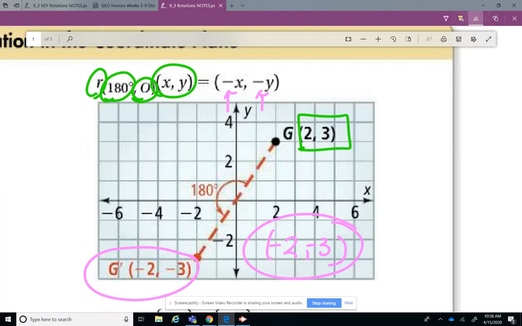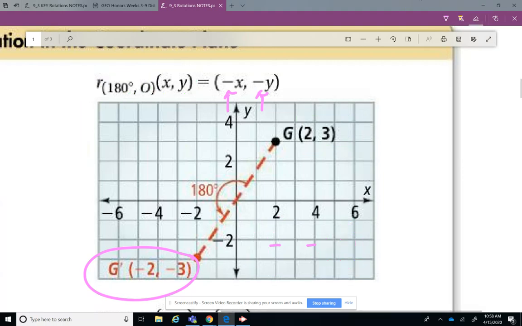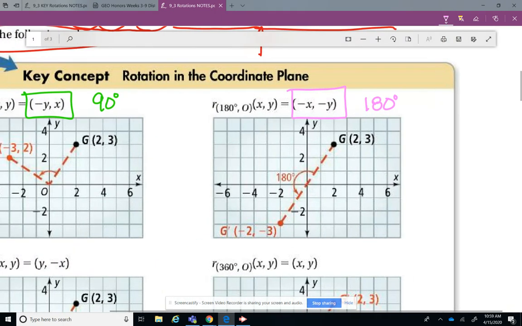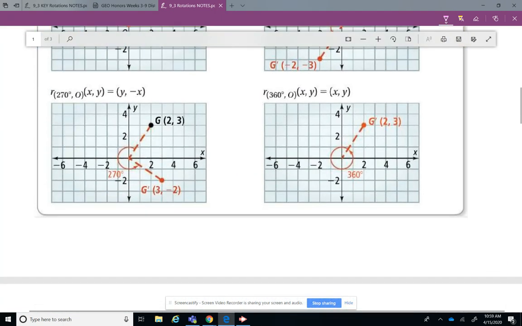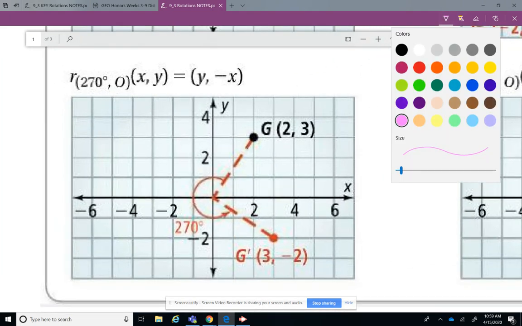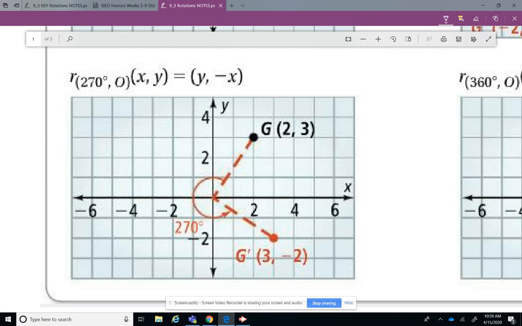So you're going to want to memorize these rules. I would put them on just a little sheet of paper right there. You're going to do the opposite of what they are. This is if you are rotating 180 degrees. All right, let's go down to this one, and this is 270. So that's like going like this. This is 90, 180, 270. Kind of like Pac-Man.